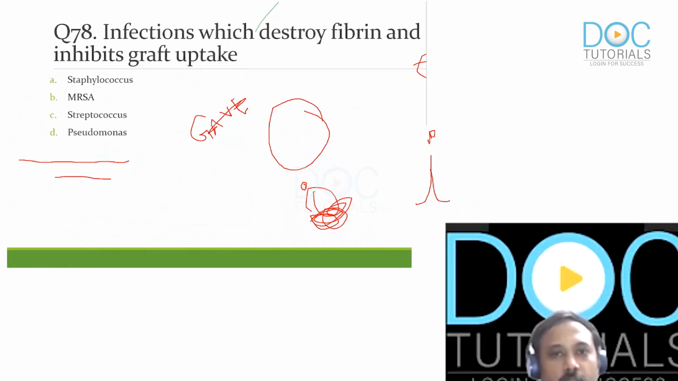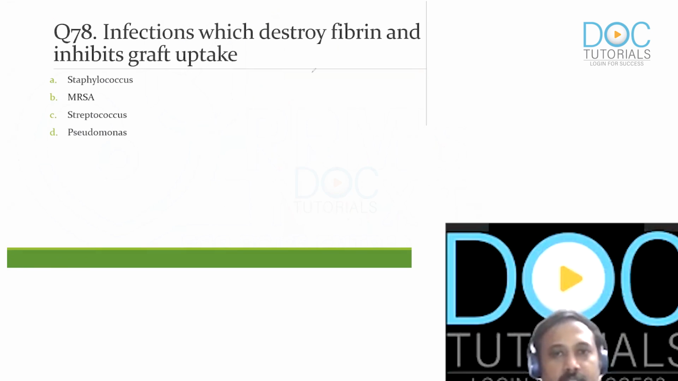This was a straightforward question. I think most of you will know this answer, something that is asked repeatedly in general surgery. So what is the infection which is a contraindication for skin graft? It destroys the fibrin and inhibits the skin graft. What is the answer? Staph aureus, MRSA, Streptococcus, or Pseudomonas? Okay, so all of you are aware of the answer. It is group A beta hemolytic Streptococcus.